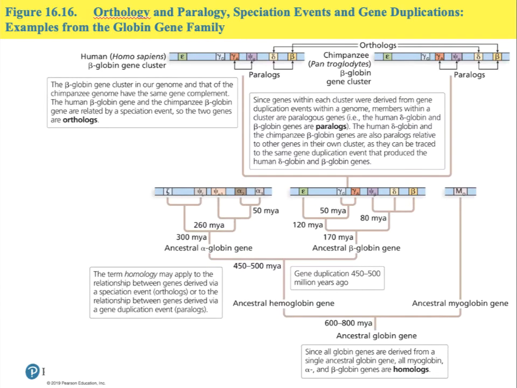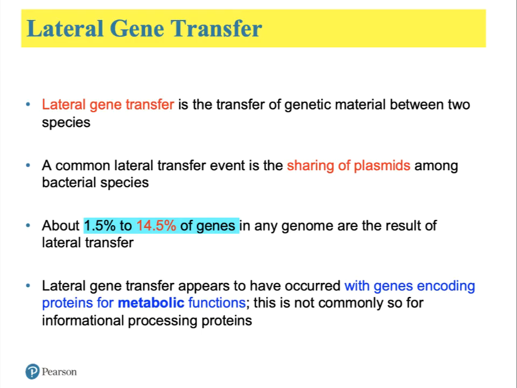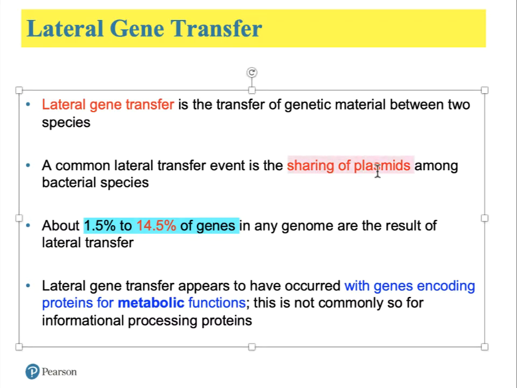The human beta-globin gene cluster is a fantastic example showing orthology and paralogy involving the transmittance of genes from our common ancestor to both humans and chimpanzees. We learned in a different chapter that lateral gene transfer is also known as horizontal gene transfer. So, the transfer of genetic material between two existing species, not related to their descent. And a common mechanism is the sharing of plasmids.